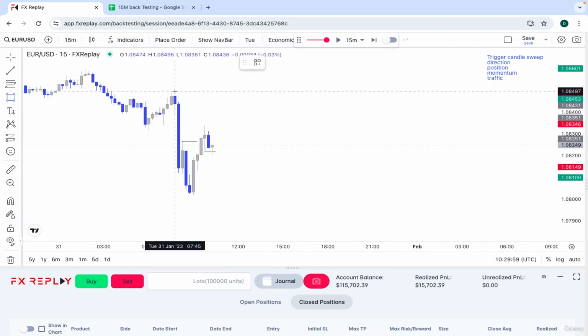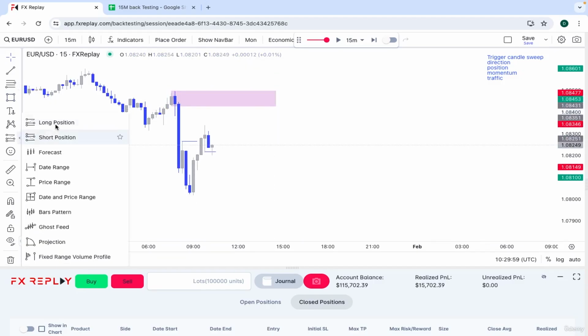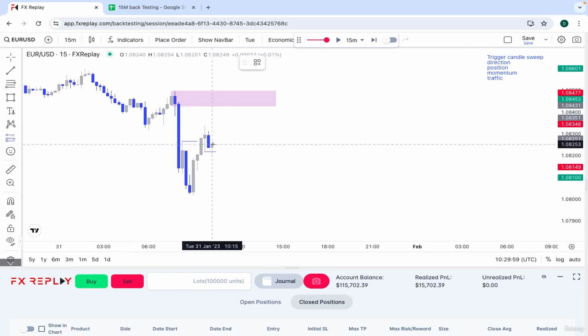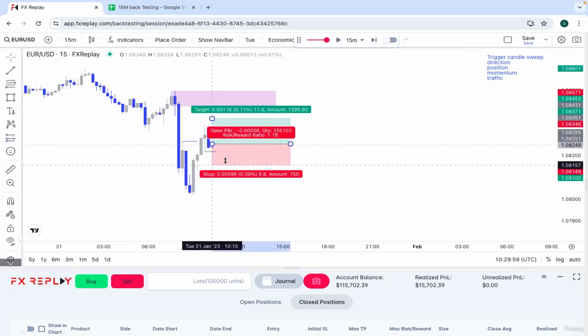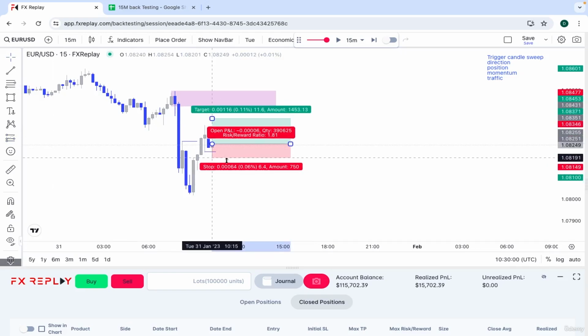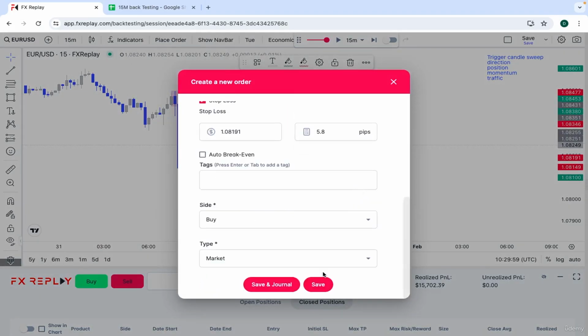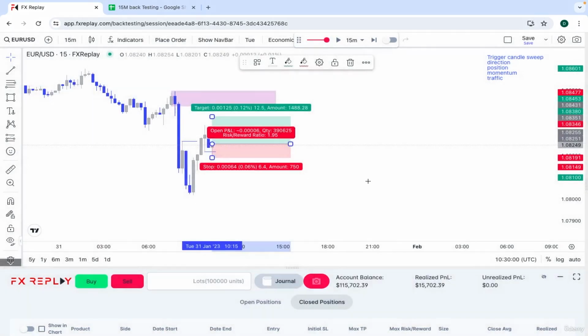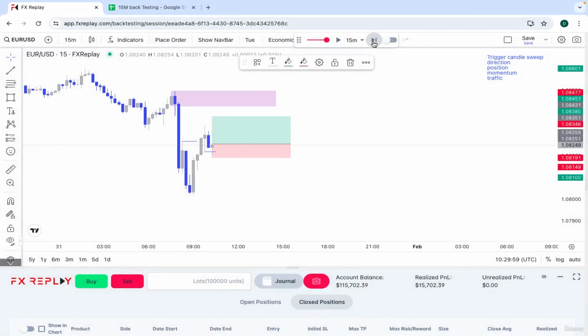And then traffic. Here's the nearest supply zone. There's quite a bit to go to that. It's quite a small trigger candle as well. But I'm going to place it. And let's see what happens. Be nice if 2R is before that supply zone, which it is. Place order. Set and forget. Let's see what happens.